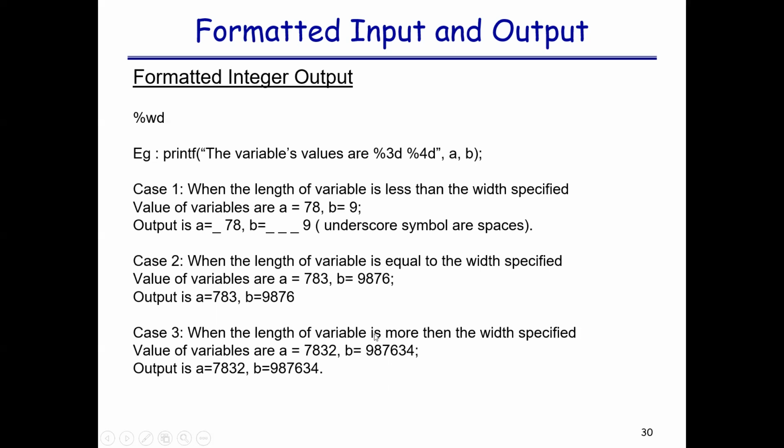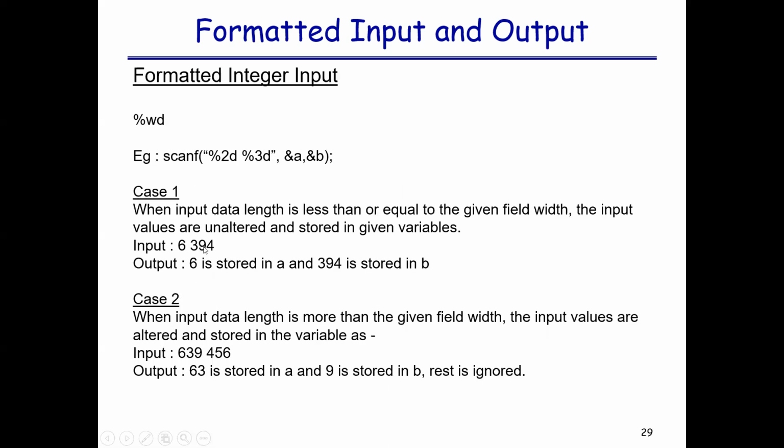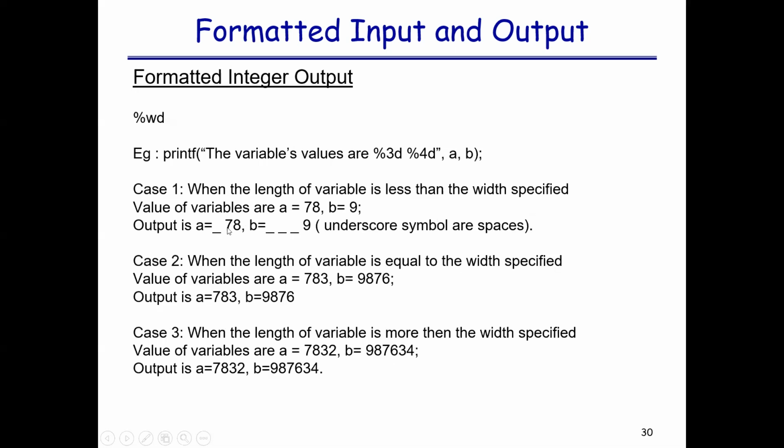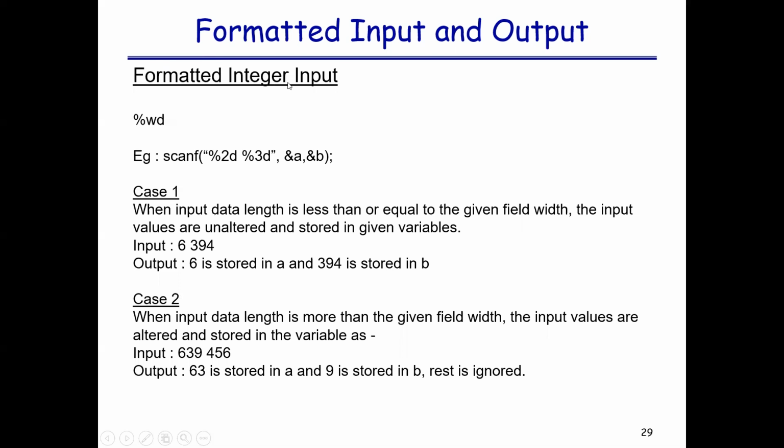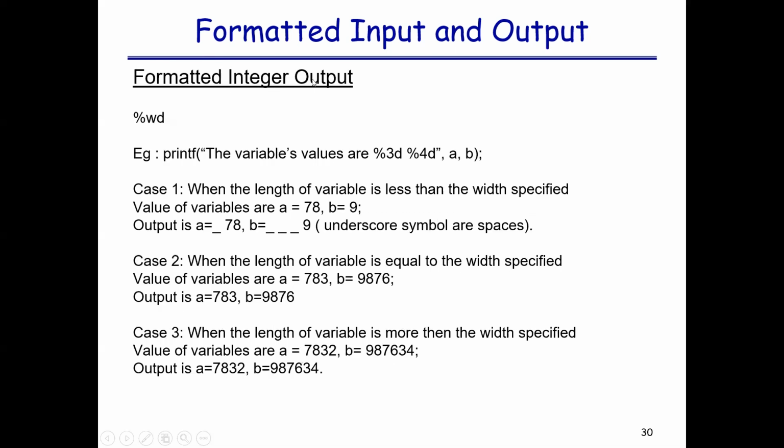But in scanf the concept is totally different. In scanf you are simply restricting, and the last digit is left to be taken into the B value. So in scanf that matters, but in printf it does not matter. In case one, it prints spaces if you have fewer digits. So I hope you first understand very carefully formatted integer input and formatted integer output.